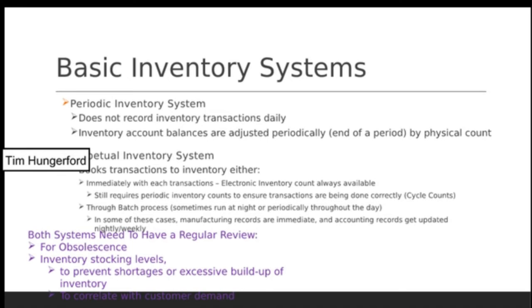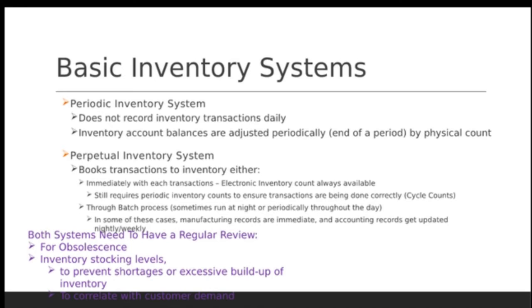So a quick basic inventory refresher, you've got the periodic inventory system where we don't record those inventory transactions daily. We record our purchases of things, but then at the end of the month, or whatever period we're using, we'll do a physical count of that inventory and adjust that inventory balance to whatever that actual physical count is. That's a periodic inventory system.